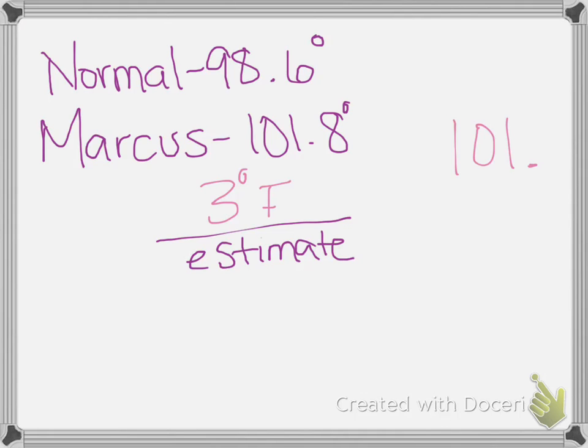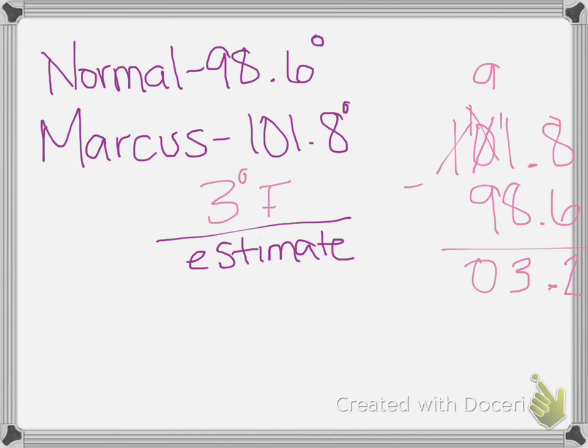So we have 101.8 minus 98.6. Remember, we have to line our decimals up. 8 minus 6 is 2. 1 minus 8 we can't do, so we have to borrow. We can't borrow from the 0, so we have to go over. This becomes a 10. When we borrow, it becomes a 9. 11 minus 8 is 3. 9 minus 9 is 0. So the actual answer is 3.2 degrees Fahrenheit.